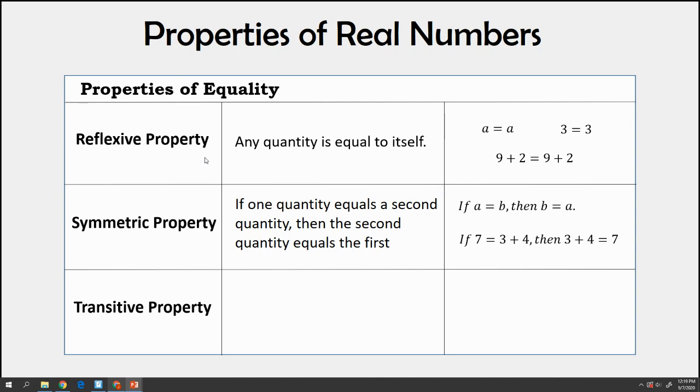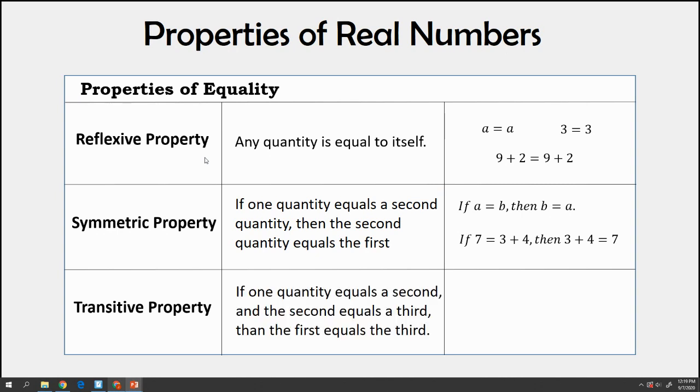And then the transitive property, this comes in three statements. So if one quantity equals a second and a second equals the third, then the first has got to equal the third. So it looks something like this. If I told you A equals B and you know B equals C, then A's got to equal C. Okay. So if A equals B and this same value now equals a different value, so A equals B, B equals C, then A's got to equal C.